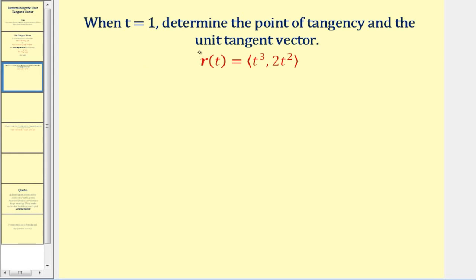When t equals 1, we want to determine the point of tangency and the unit tangent vector. We can determine the point of tangency by evaluating this vector valued function at t equals 1. So when t is equal to 1, we have the vector with components 1, 2. Remember, this is in component form, so that means the point 1, 2 would be the point of tangency.